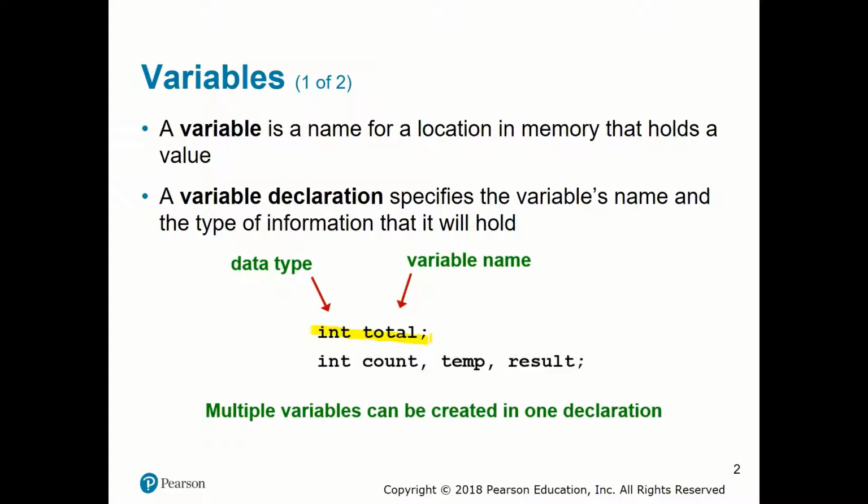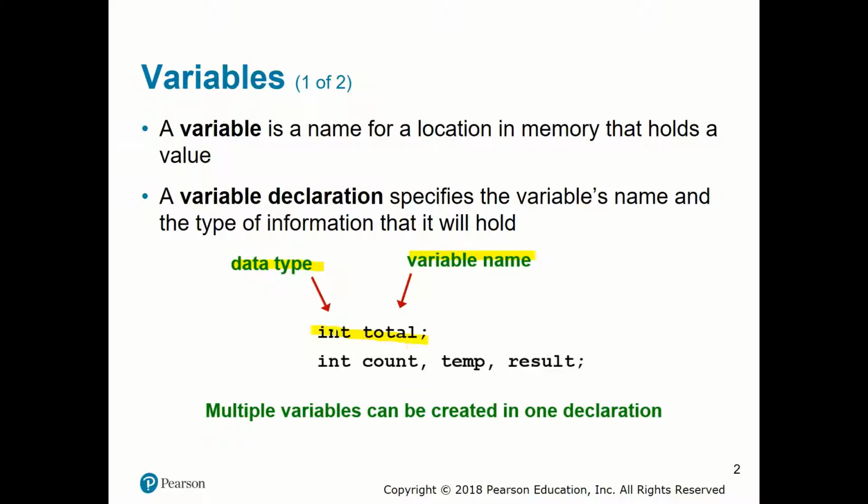The first, int, is a data type. Int is a data type. It is integer. And total is the variable name. So this tells the computer to create a space named total to store integer data. Like this, to declare a variable, we should specify the data type first, like this, int, and write a variable name.